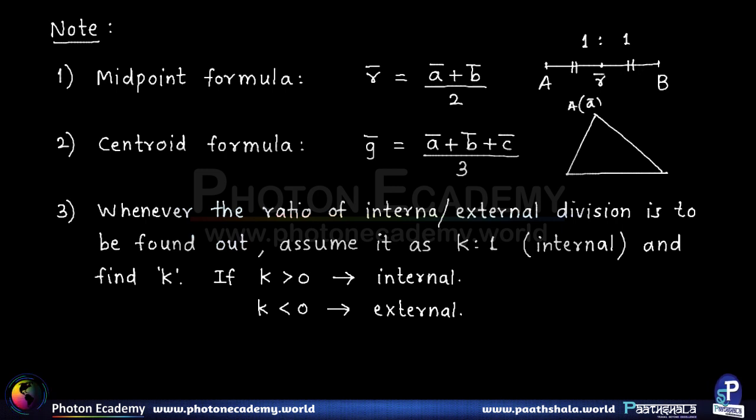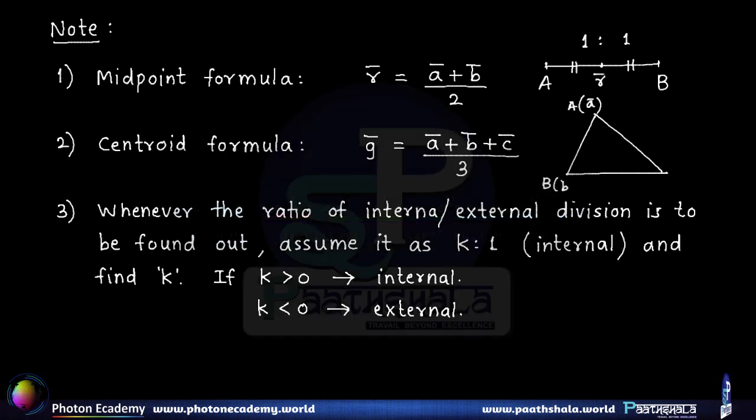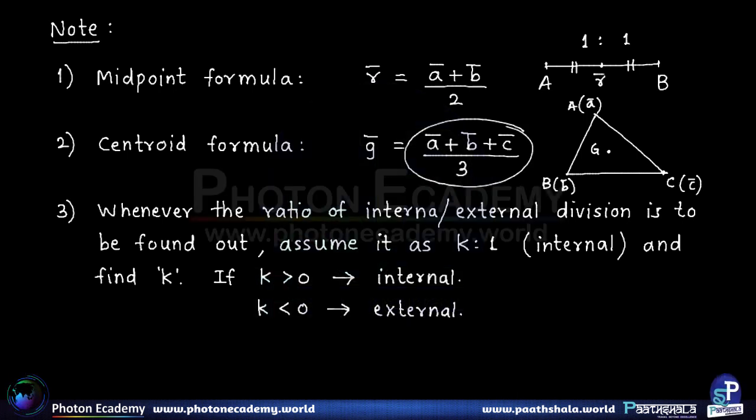A triangle ABC whose vertices are A, B and C and their position vectors are respectively a bar, b bar and c bar. Then the centroid, which is typically denoted by G, has its position vector given by (a bar plus b bar plus c bar) whole divided by 3. So it's simply we have to add the 3 vectors and divide by 3.